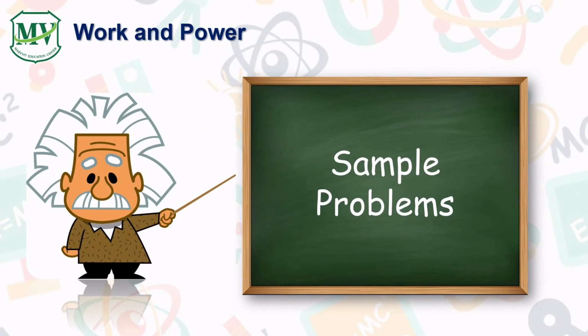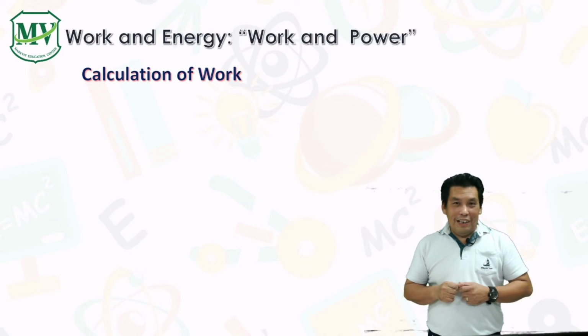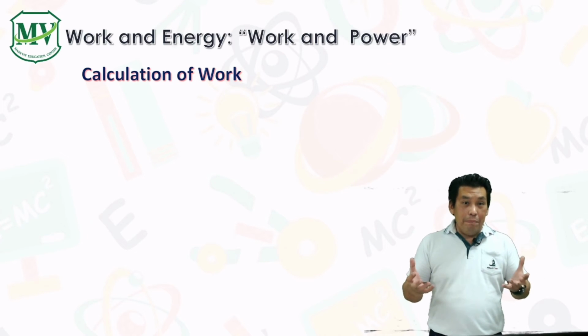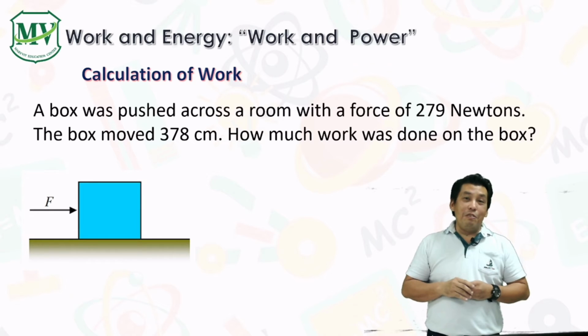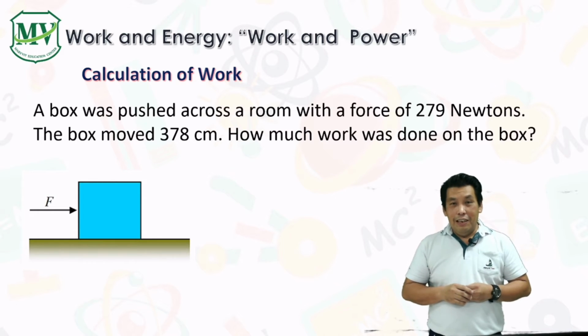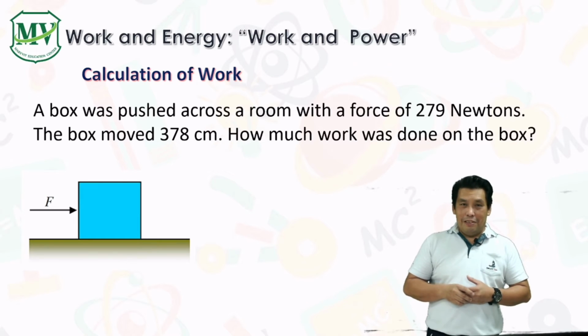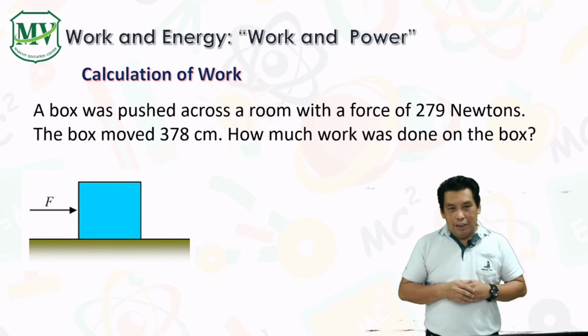Here are sample problems to illustrate work and power. Now here is problem number 1 for calculation of work done. Let's say I have a box and I'm pushing it across a room with a force of 279 newtons. Let's say I move the box to about 378 centimeters. How much work was done on the box?